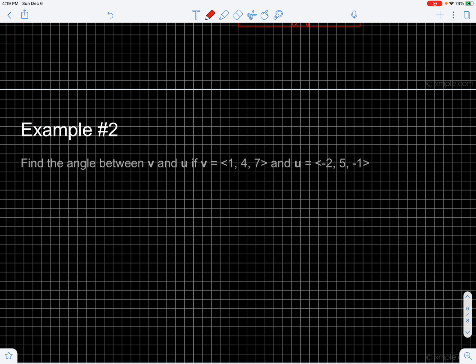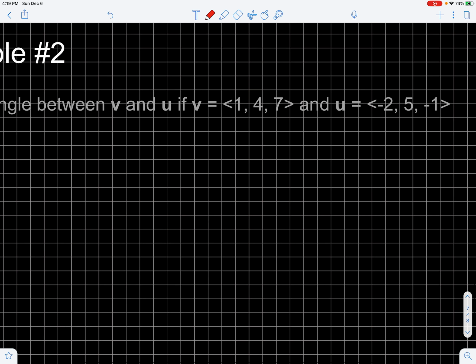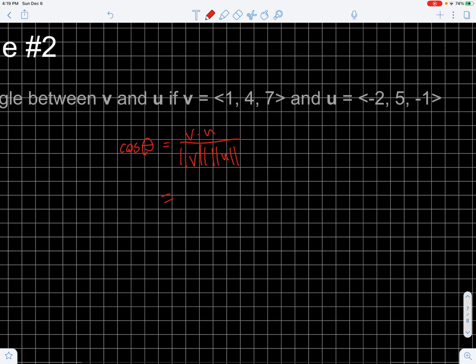All right. Example 2. Find the angle between v and u if v equals 1, 4, 7 and u equals negative 2, 5, negative 1. All right. So we know cosine theta equals v dot u over norm of v times norm of u. All right, so v dot u is 1 times negative 2. Those two multiply together, plus 4 times 5.